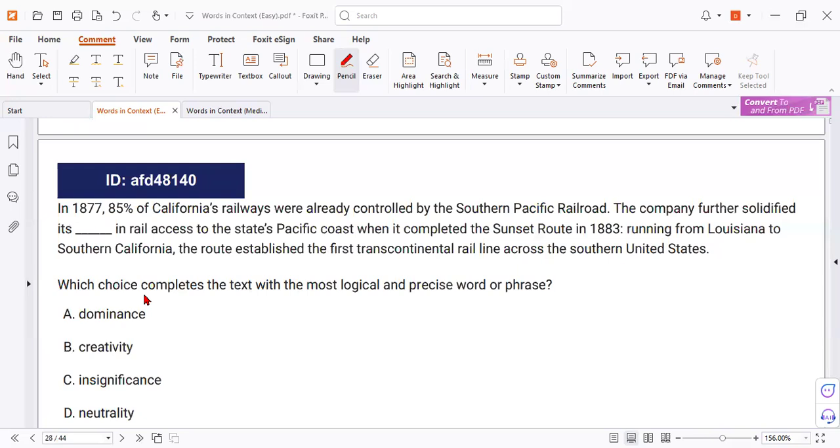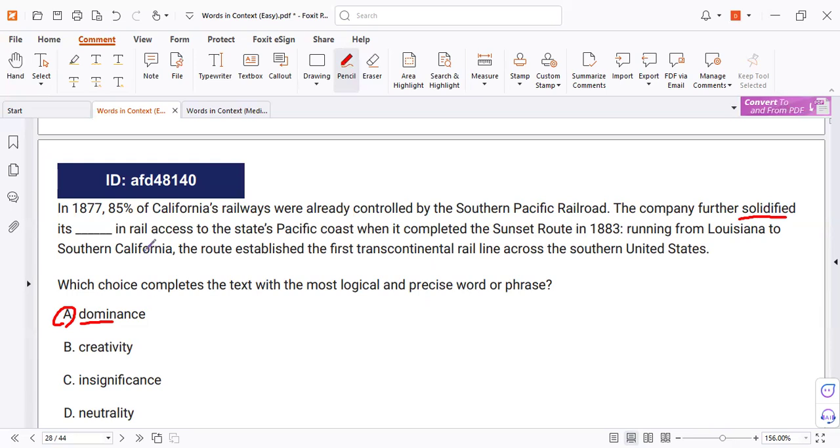Because it says already controlled, and dominance means controlled. So letter A is correct. Do you remember the Latin roots? But now wait, what does dominance mean? Dominance means to control, manipulate, something to master. Look, the company is solidified. It's dominant. It makes control in the market. It makes the success stronger and controllable.